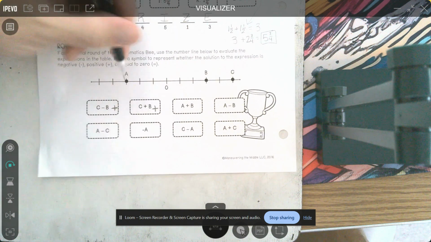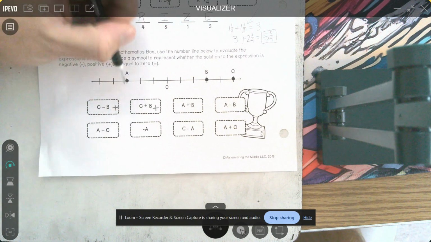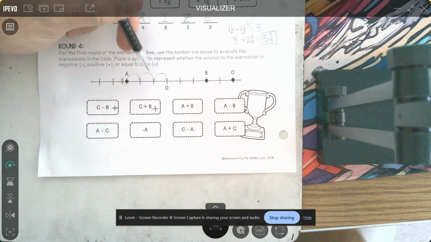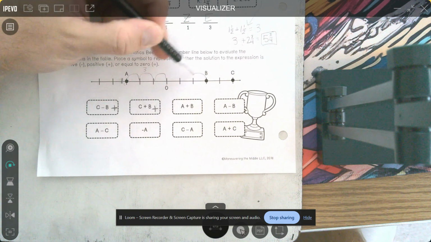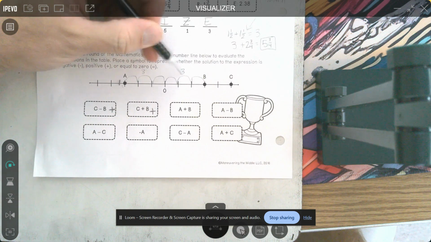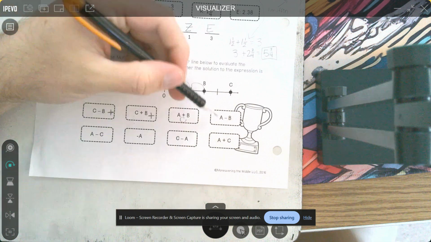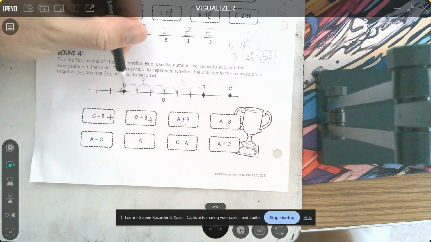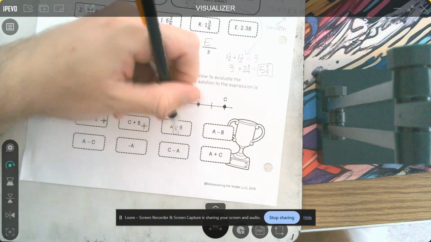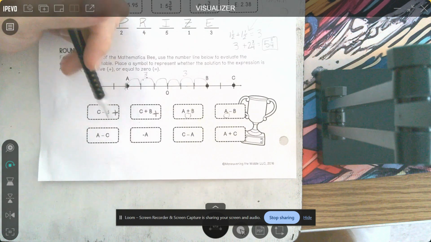A plus B. A is negative, B is negative. Let's see how far away they are from each other. A is 1, 2, 3 away from 0. And B is 1, 2, 3 away from 0. So if we add them, they're adding the opposite. Adding the opposite results in 0. A minus B. A is at 3. B is at 3. If we subtract them, we get 0. Okay? Now you guys try the next 4.